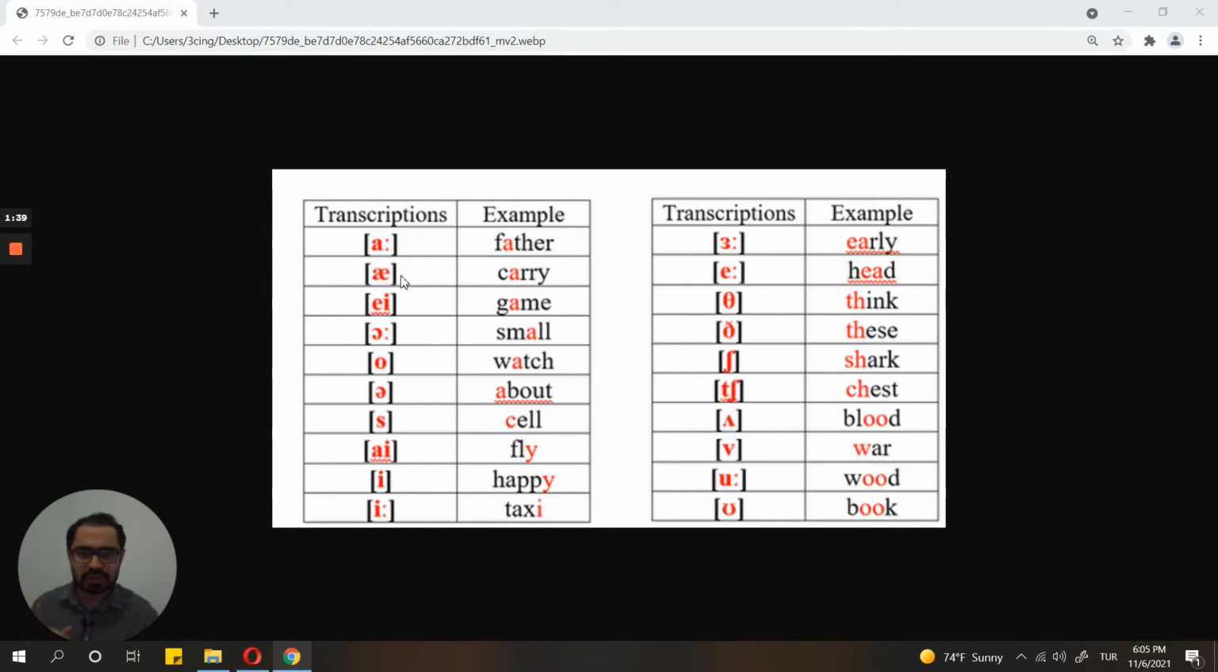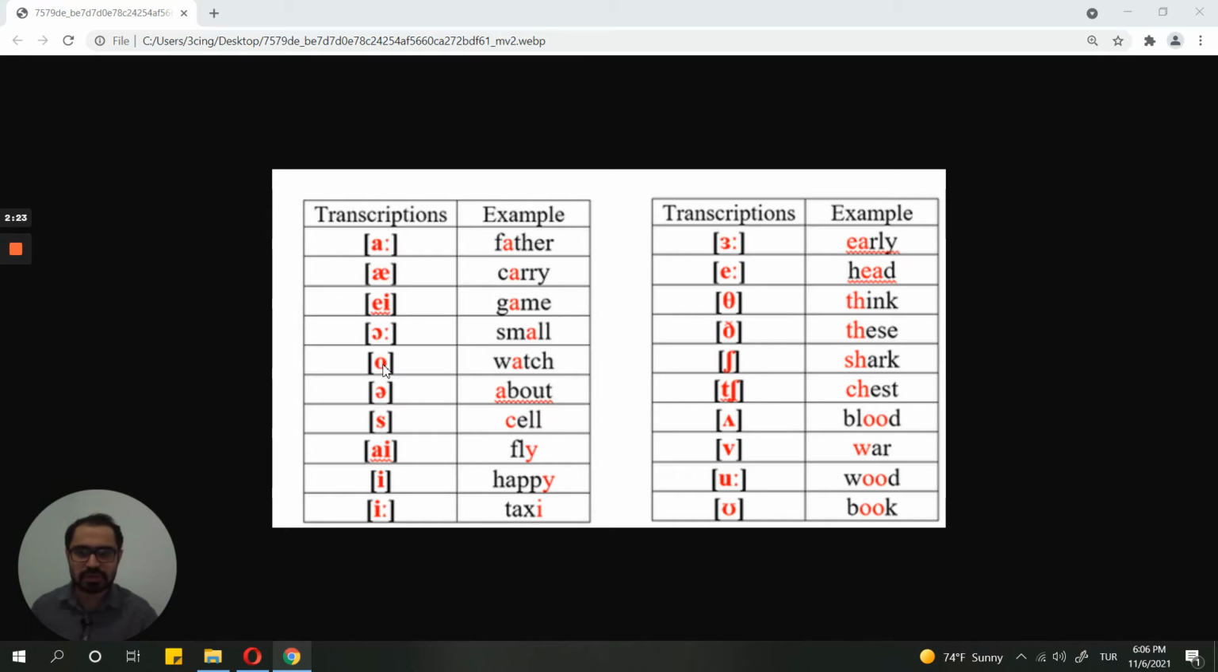All right. Next one is a combination of a and e, and we pronounce it as a. So the example here is carry. Next one is a, like game, as an example here, or gate, or lame, and etc. And here we see o, but a longer version, o. An example: small, ball, call, tall.